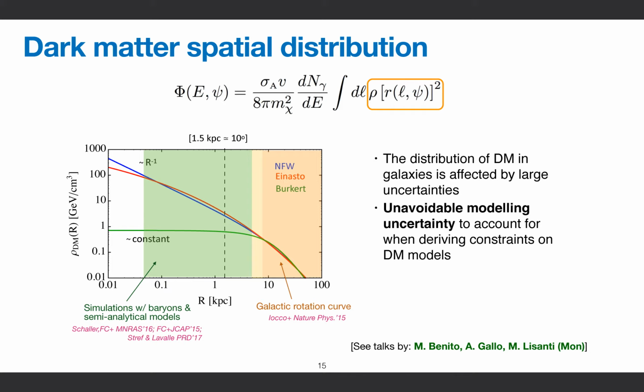With current observations, we cannot actually probe the profile of the Milky Way below, let's say, 4 kiloparsecs at most. In order to extrapolate to smaller scales, which is what we need if we want to search for dark matter towards the center of the galaxy, we have to rely on extrapolation from simulations. And the uncertainty on the dark matter density is one of the largest theoretical uncertainties in your modeling that you have to account for when deriving constraints on dark matter models.